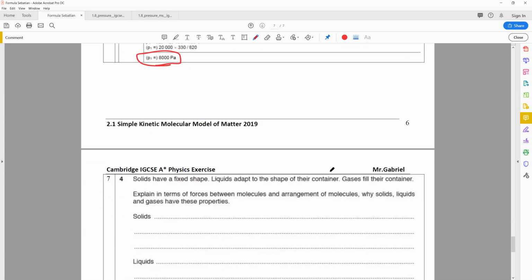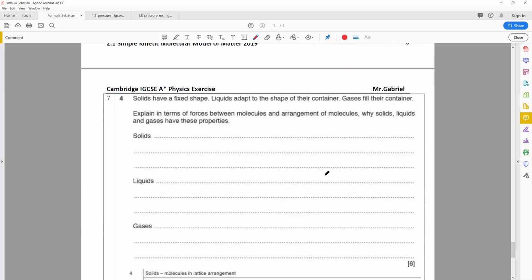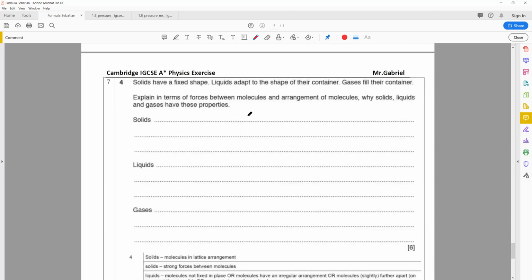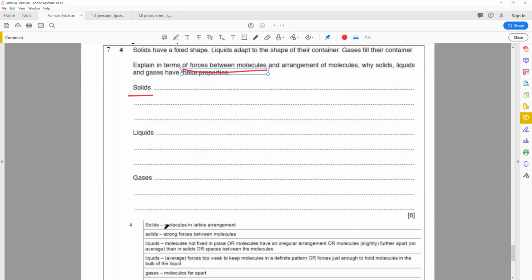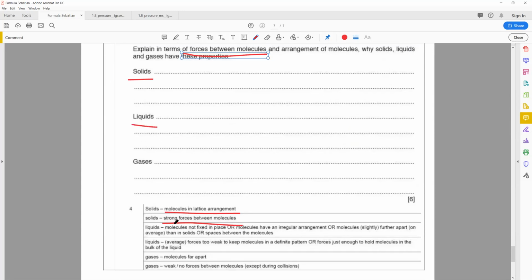Okay, everybody. Yeah, this is going to be the same thing again. Solids have a fixed shape. Liquids adapt to the shape of their container. Gases fill their containers. In terms of forces between molecules, why do solids, liquids and gases have these properties? Solids obviously have a lattice arrangement, with strong forces of attraction between each other. Liquids are basically not fixed. In their arrangement they can easily slip across each other, and they have relatively weaker forces of attraction.